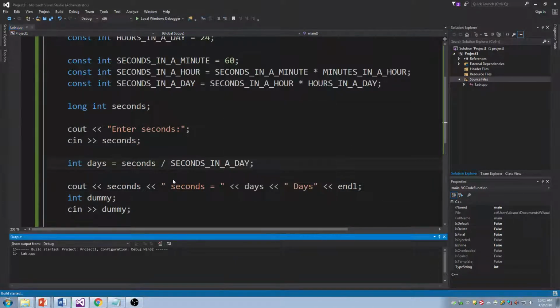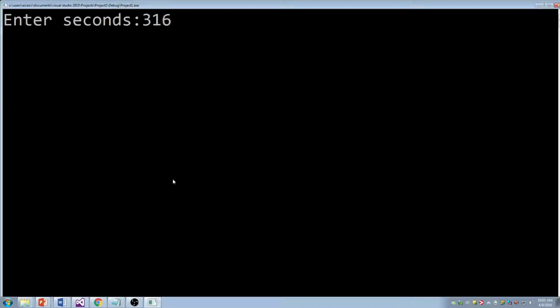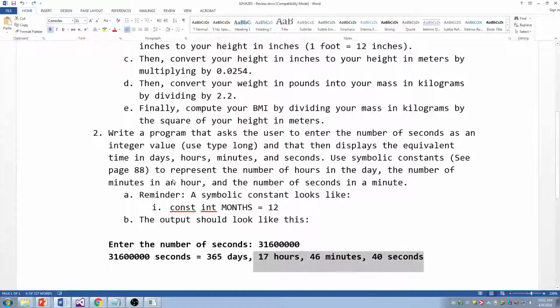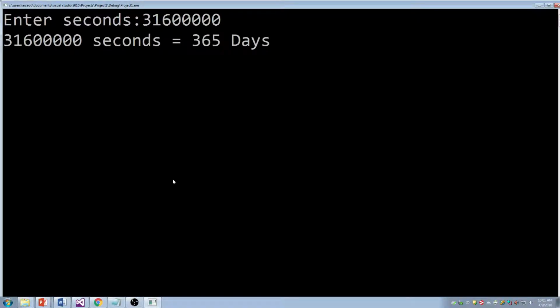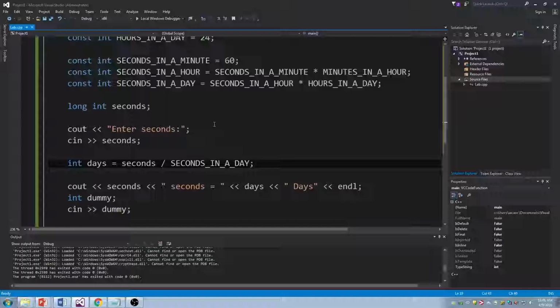So if I type in 316,000,000, 365 days. Cool. I got the same result as what the lab is. I didn't worry about anything else. I was literally just calculating how many days are left. Okay. I now have a place that I can start and think about how to solve this problem.